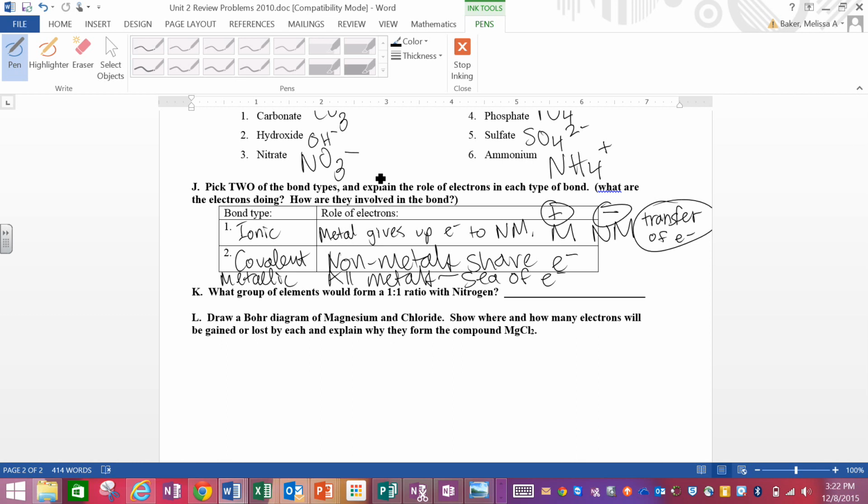Letter K. What group of elements would form a one-to-one relationship with nitrogen? Well, nitrogen would like to gain 3 electrons and form a -3 charge. So this question's really asking, what group would like to give up 3 electrons? And the answer is group 3A. They would all like to lose 3 and form a +3 charge, which would exactly cancel out nitrogen.